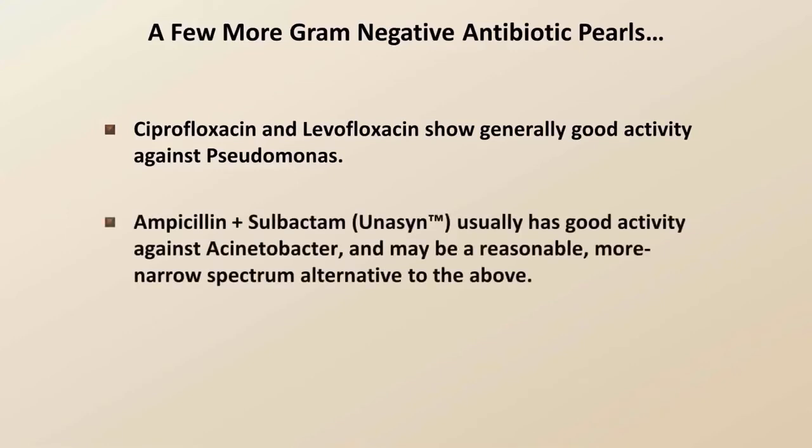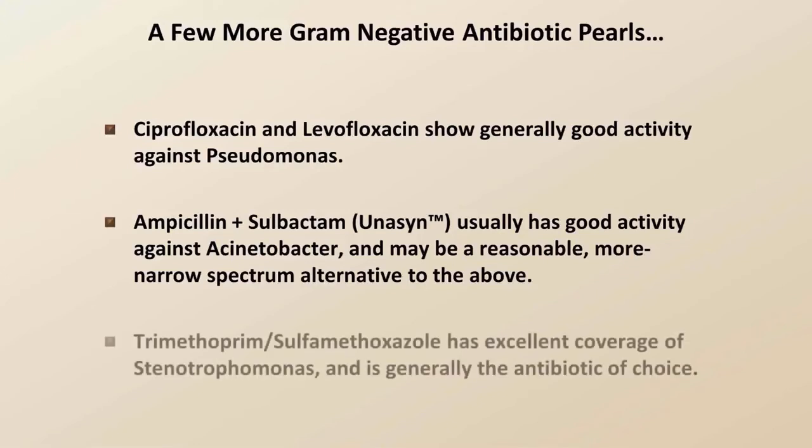Also, the combination of ampicillin and sulbactam, which is marketed under the name Unasyn in the US, usually has good activity against Acinetobacter and may be a reasonable, more narrow-spectrum alternative to the above. Finally, trimethoprim sulfamethoxazole has excellent coverage of Stenotrophomonas and is generally the antibiotic of choice when no contraindications exist, such as renal failure.